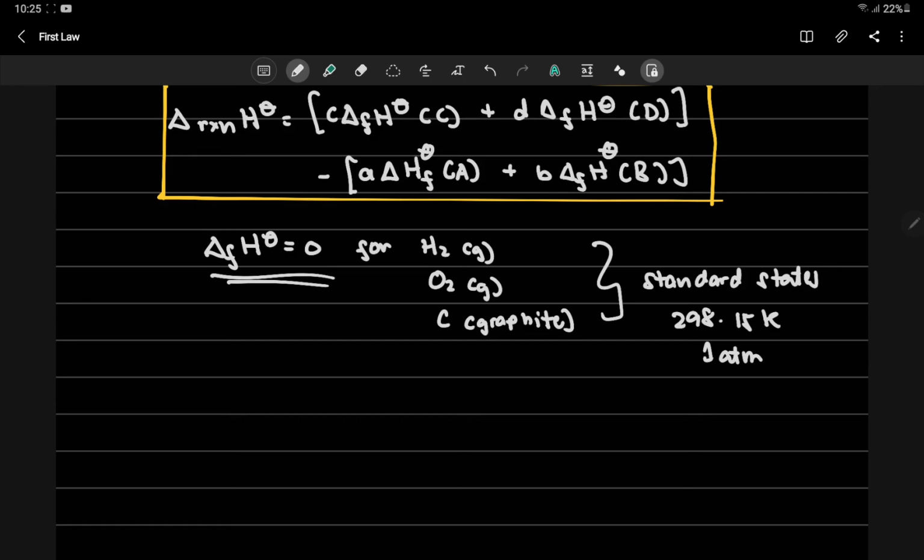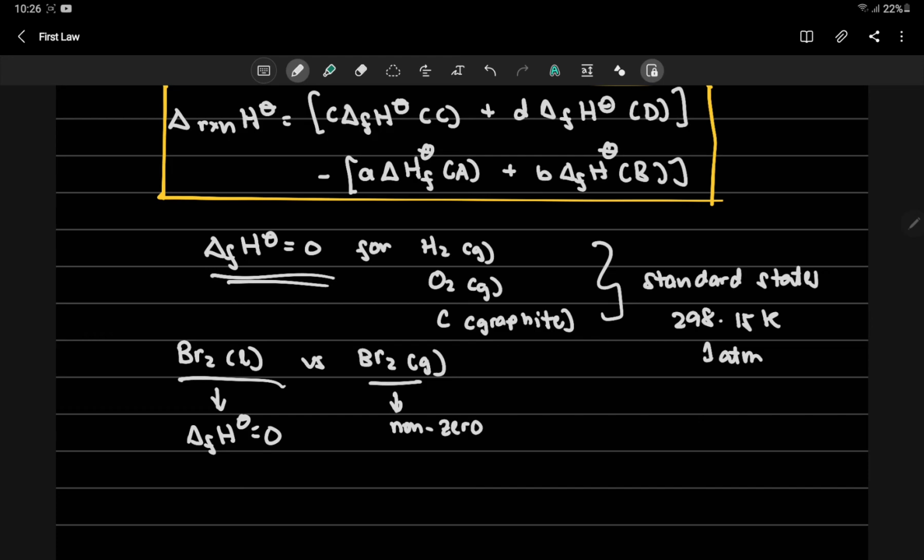So, if we're going to compare, let's say, bromine as liquid versus bromine as gas, alin dyan yung may non-zero na enthalpy of formation and alin dyan yung zero yung kanyang enthalpy of formation? Now, bromine as liquid, if titignan nyo siya sa periodic table, bromine will be liquid, standard, no? So, ibig sabihin, bromine, liquid, magkakaroon siya ng enthalpy of formation na 0. While this will be non-zero kasi hindi naman yan yung standard form niya at that particular temperature and pressure.